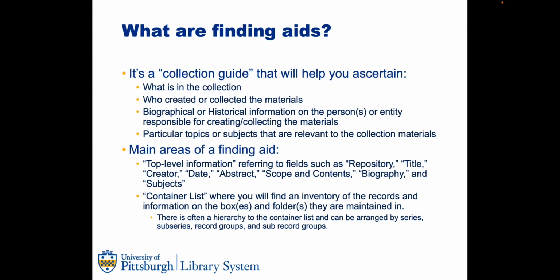The second area, or the container list, is where you will find an inventory of the records and information of the boxes and folders they are maintained in. There's often a hierarchy to the container list, and it can be arranged by series, sub-series, record groups, and sub-record groups, just dependent on the collection itself.